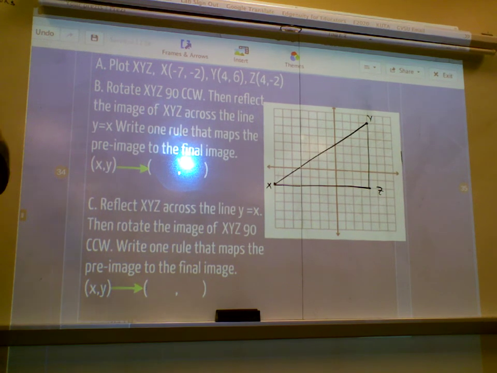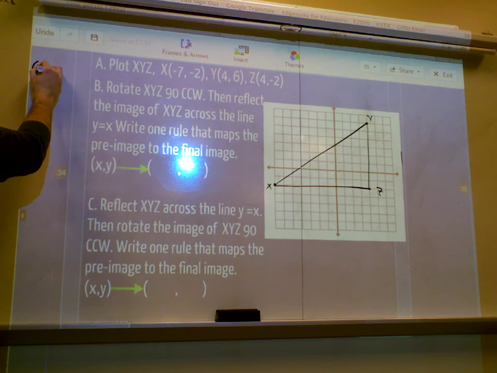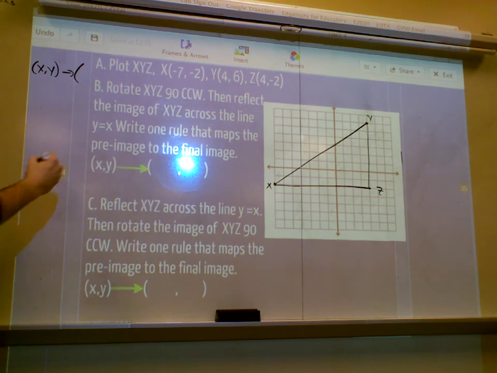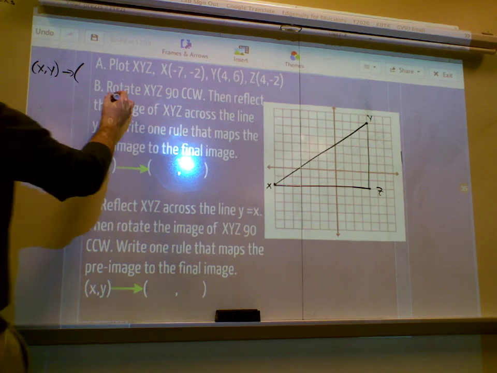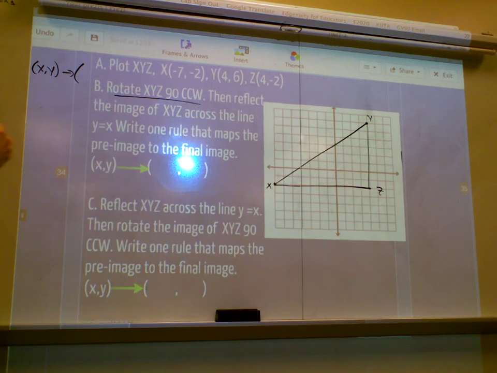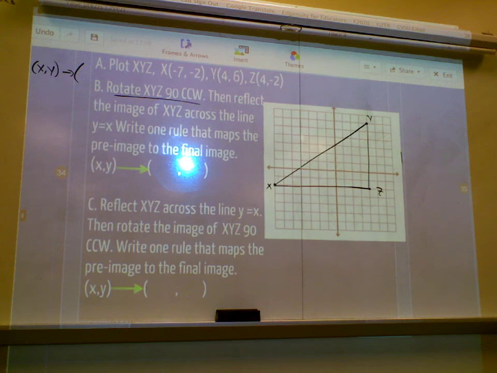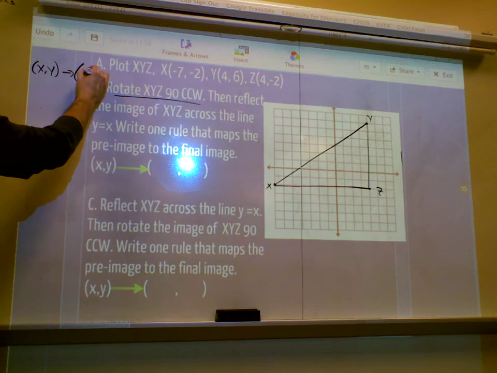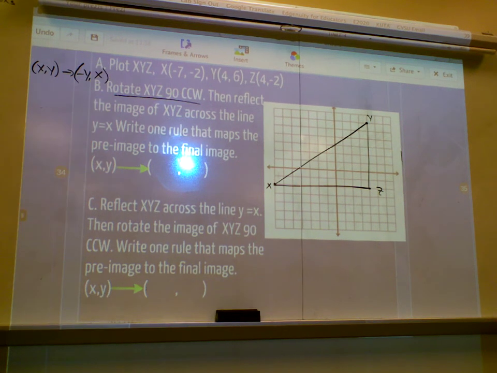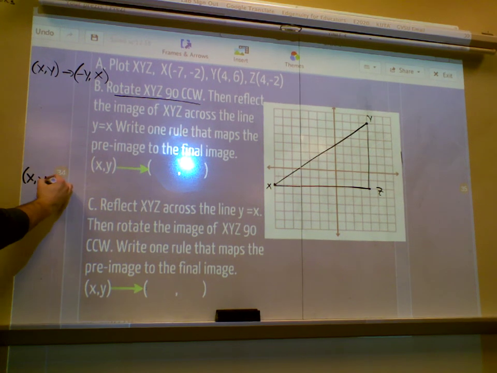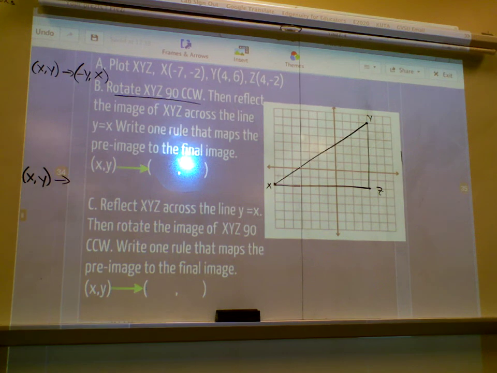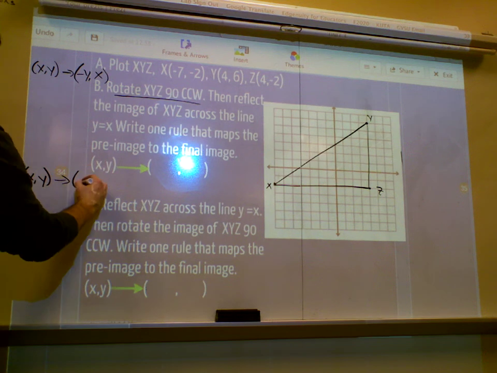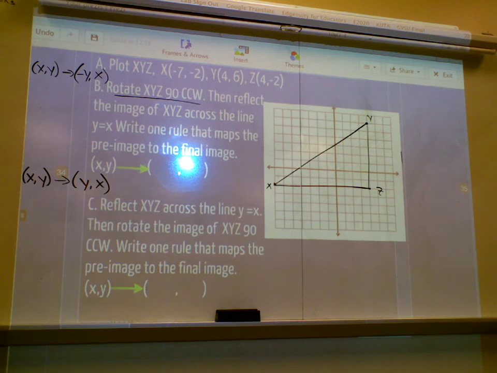So if I'm rotating 90 degrees counterclockwise, that means x, y becomes what? Counterclockwise: x, y becomes negative y, x. And then we're going to reflect across the line y equals x. Right? So x, y becomes y, x. Does that make sense, guys?